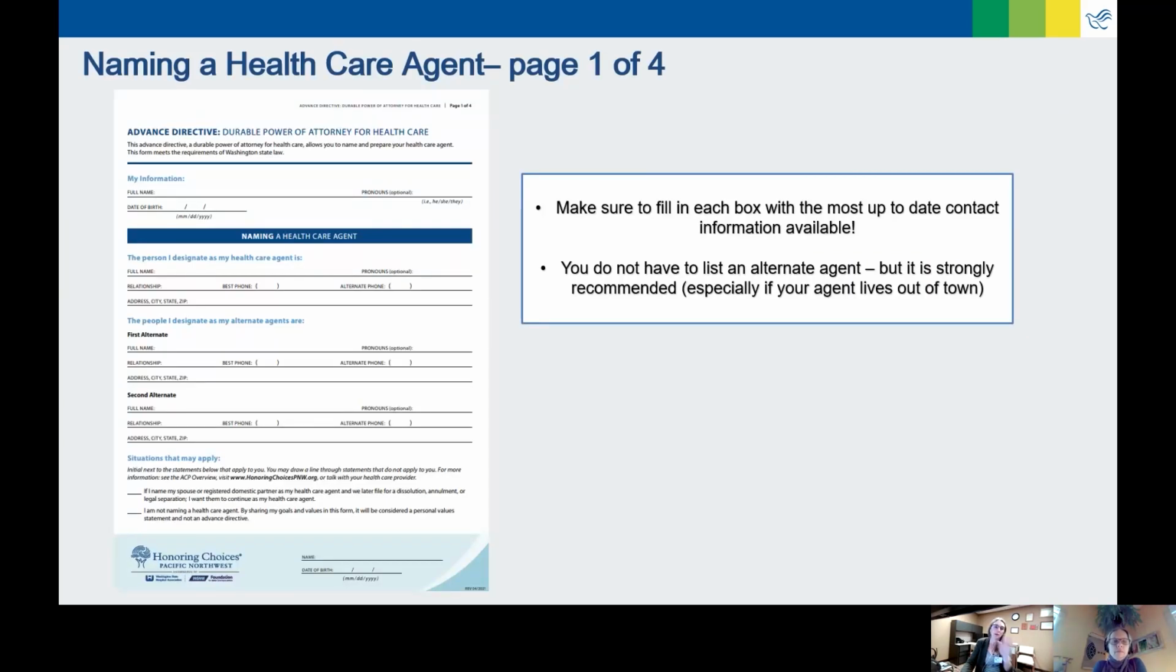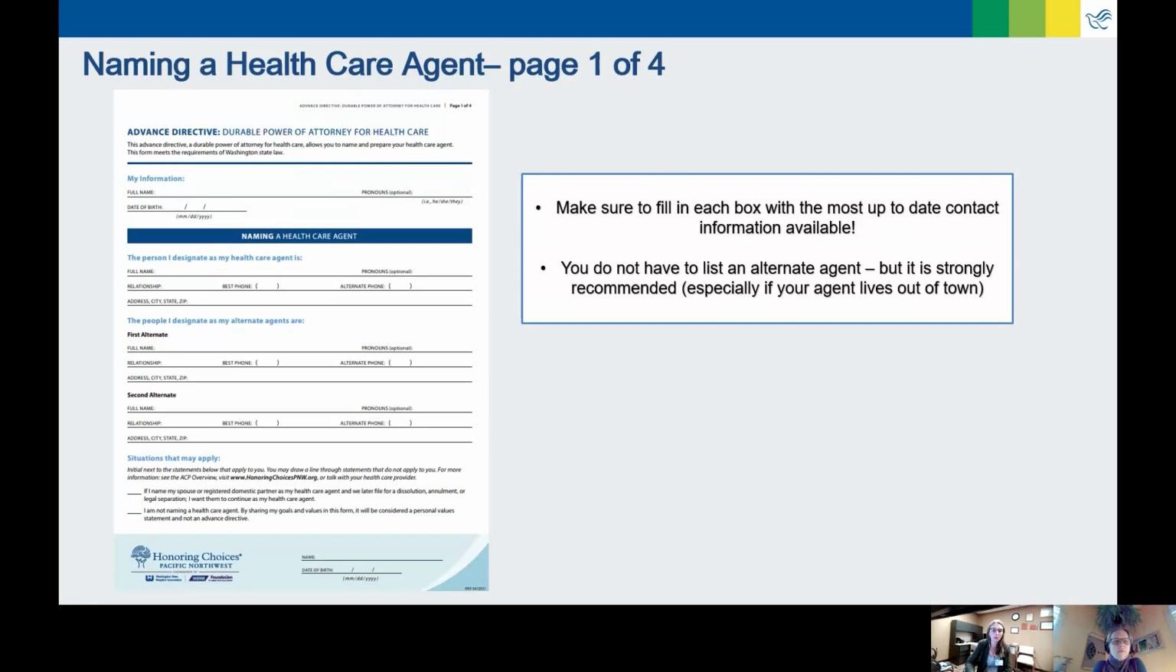So again, back to page 1 of 4 of the document itself. When you're ready to fill out this section and when you have that conversation and you feel confident that the people you're naming are your people, you'll want to make sure to fill in each box, as I said earlier, with the most up-to-date contact information that you have available. So best phone number, is that their cell phone? Or is it their home phone? Do they have both? Can we put one as the best number, one as an alternate? Their city, state, zip code, their address if you know it, but as much as you know. So if you only know their city and state and zip code, put that down.